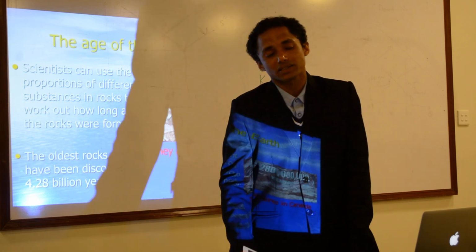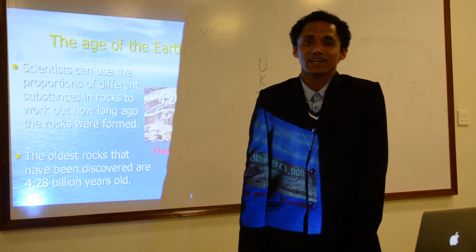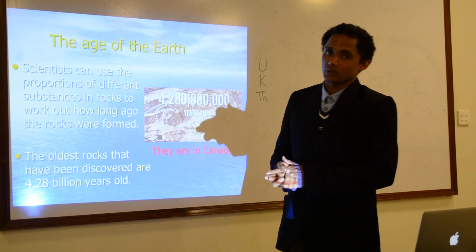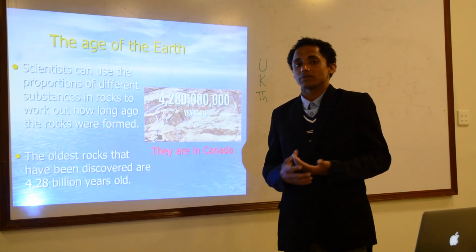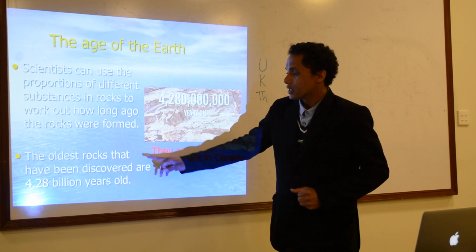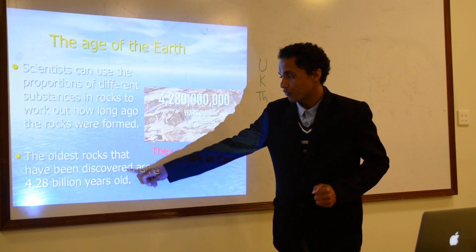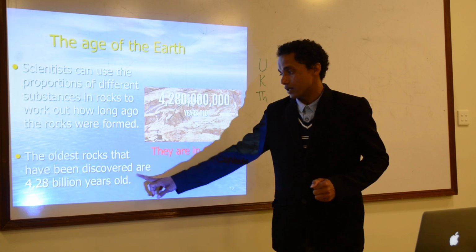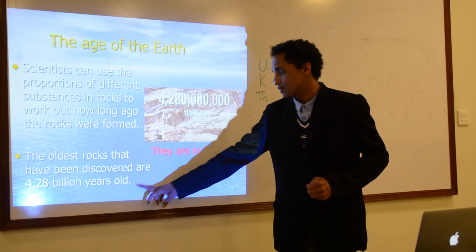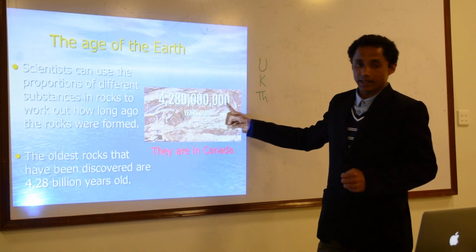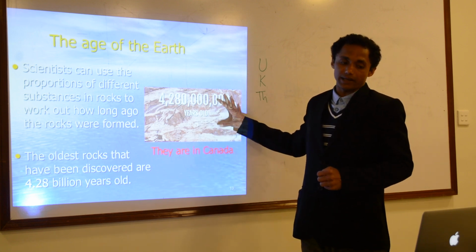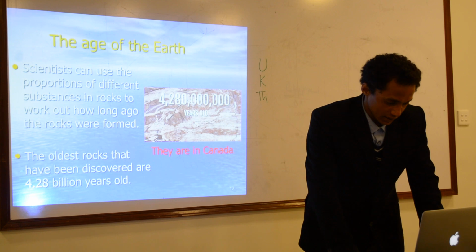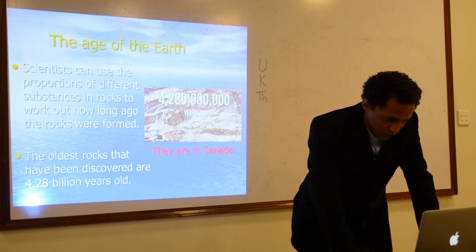I remember at the start I mentioned radioactive dating, right? Radioactivity can tell us this because the rocks are decaying with respect to time, right? So the scientists found the oldest rock, discovered like 4.28 billion years ago. This is actually in Canada. Okay, let's take a look at a further slide about the age of the earth.